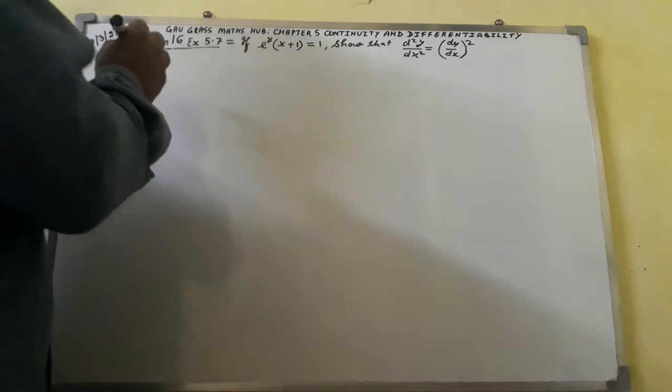I shall explain question number 16, exercise 5.7. The question is, if e raised to the power y times (x plus 1) equals 1, show that d square y over dx square equals (dy over dx) the whole square. Here I shall write the solution.